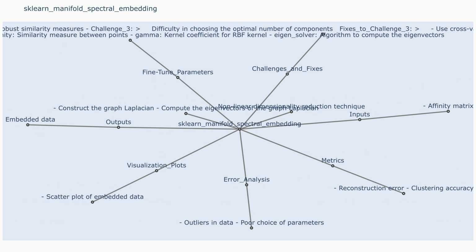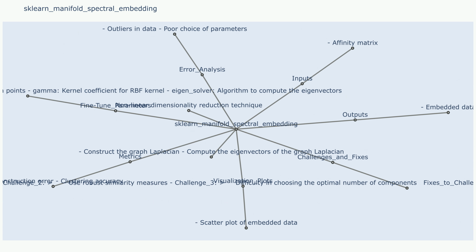Outputs. Embedding, a 2D array containing the embedded data points in the lower dimensional space. Eigenvals. The eigenvalues of the graph Laplacian. These can be useful for analyzing the embedding and understanding the spectral properties of the data.